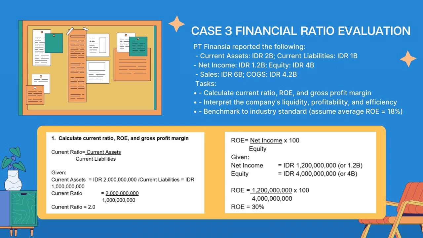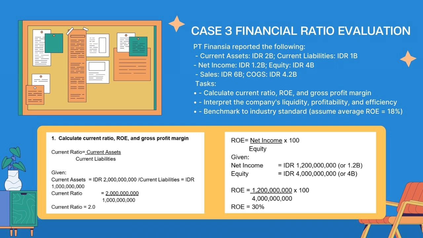So the given questions here are: first, calculate the current ratio, ROE, and the gross profit margin. Secondly, we have to interpret the company's liquidity, profitability, and efficiency. The last question given is to benchmark to the industry standard. Assume the average ROE is 18%. So here's the breakdown for the questions.